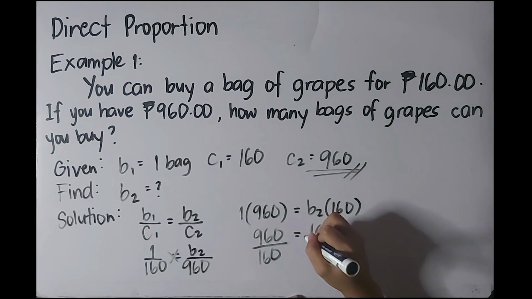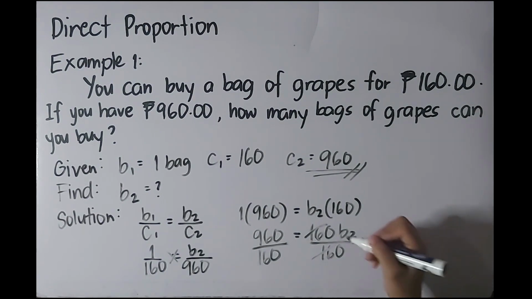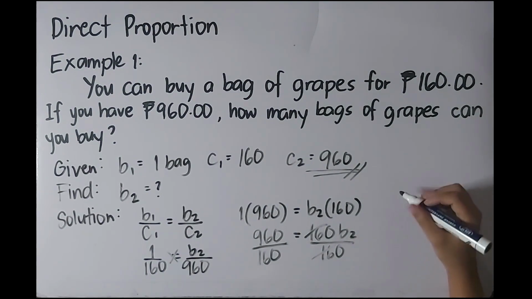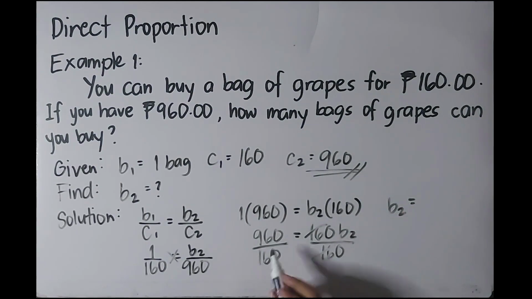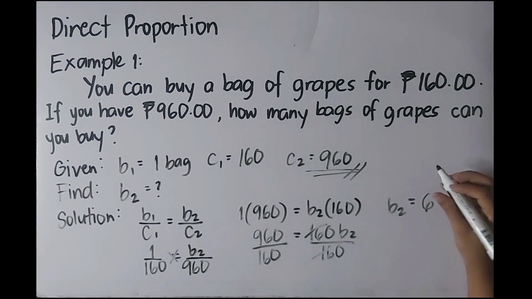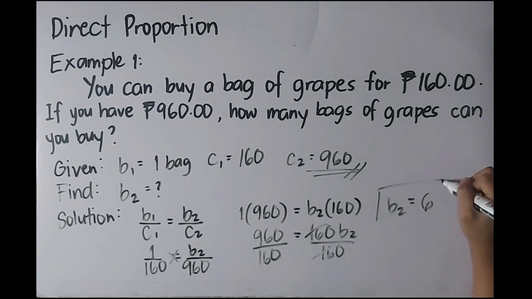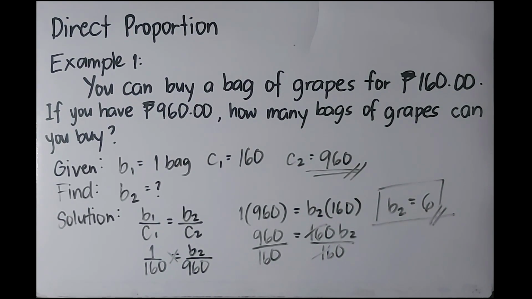So 160 divided by 160 equals 1. We can just cancel it out. So we have remaining B2. The value of B2 equals 960 over 160, that is equal to 6. So how many bags can we buy with 960 pesos? That is equal to 6 bags.